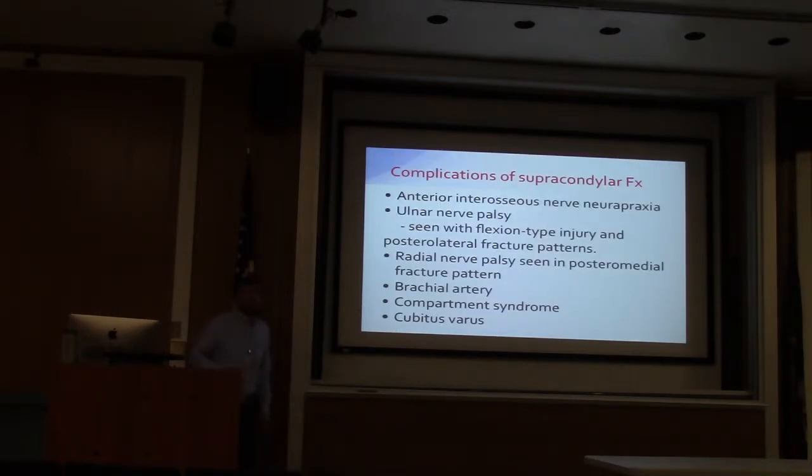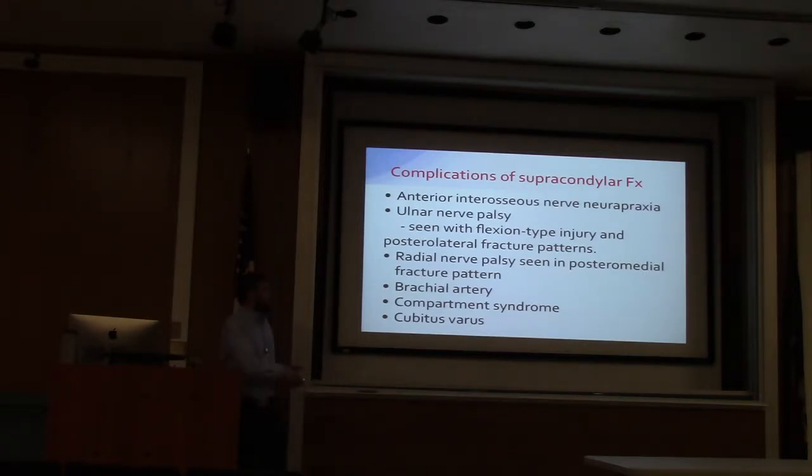So the complication of supracondylar fracture is injury to a branch from the median nerve called the anterior interosseous nerve, neurapraxia. This is the commonest by far, like 75% of nerve injuries. The second type is ulnar nerve injury, which could be from a flexion type or posterolateral fracture pattern of the distal humerus. Median nerve injury is very rare, but can occur with a posteromedial fracture pattern.